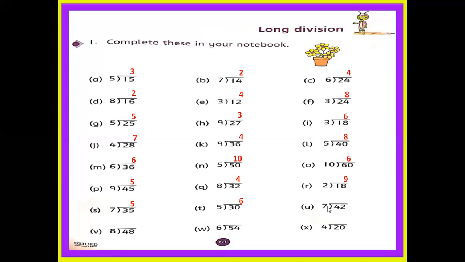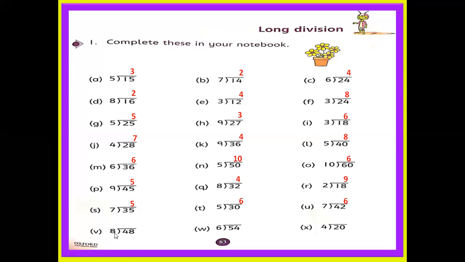42 divided by 7. This is the table of 7. 7 ones are 7, 7 twos are 14, 7 threes are 21, 7 fours are 28, 7 fives are 35, and 7 sixes are 42. So 42 comes after multiplication of 7 with 6. It means 6 is our answer.